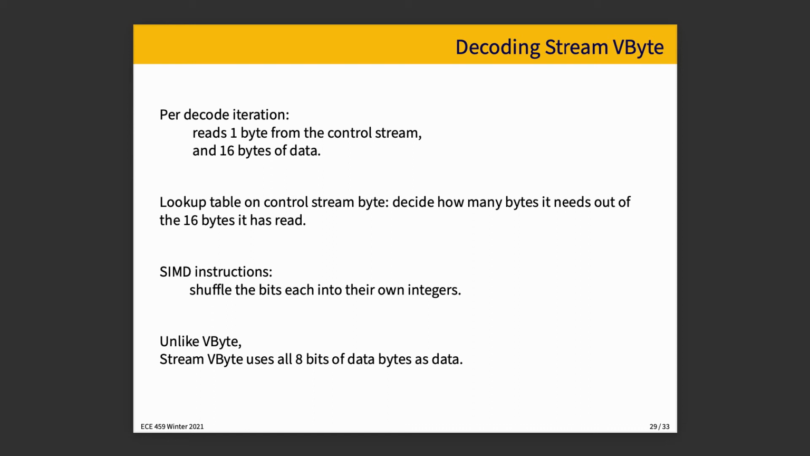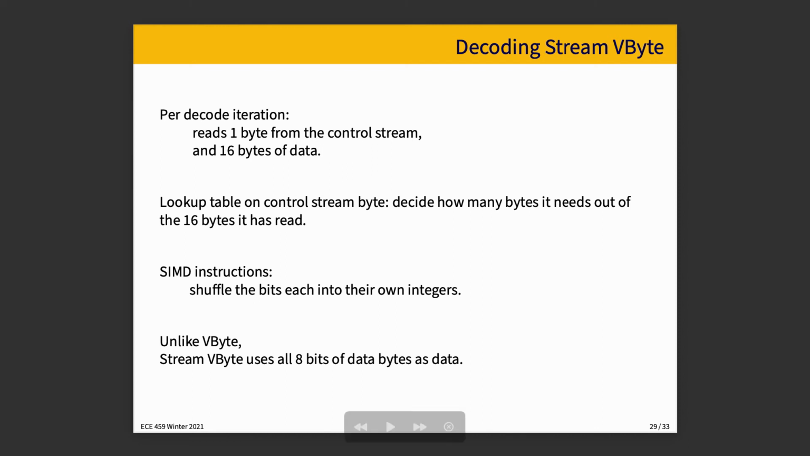And then there are SIMD instructions to shuffle the bytes each into their own integer. So we've read 16 bytes. We're going to split it up according to what our control stream says is correct, and then move those to their own little registers, and then perform the operations on those in an efficient manner, and we're good.